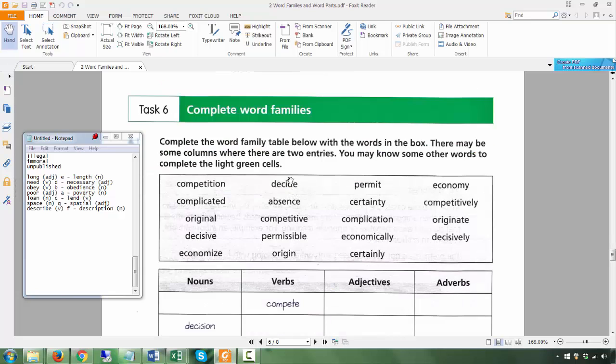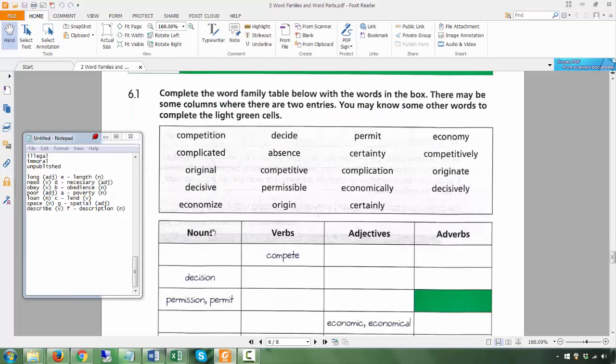Next, word families. So the noun for compete is competition. The adjective is competitive. And the adverb is the ly, competitively. Okay. Decision, the verb for decision is decide. The adjective is decisive. And the adverb, decisively.